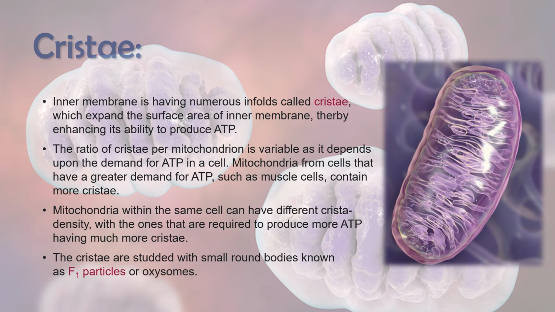So the next one is Cristae. Singular, it is known as Crista, and if we talk about more than one, we say Cristae. So the inner membrane has numerous infolds, which are known as Cristae. You can see this one is the outer membrane and this one is the inner membrane. The inner membrane has lots of infolds inside the matrix. You can see these are the infolds. Sometimes these infolds are tubule-like, which we can see over here in this picture.